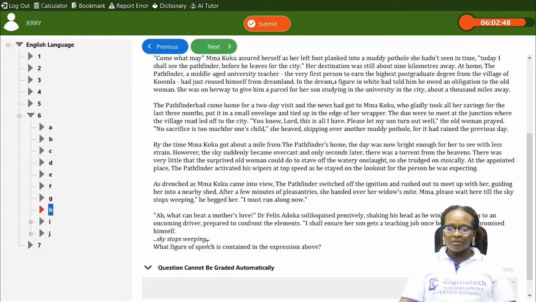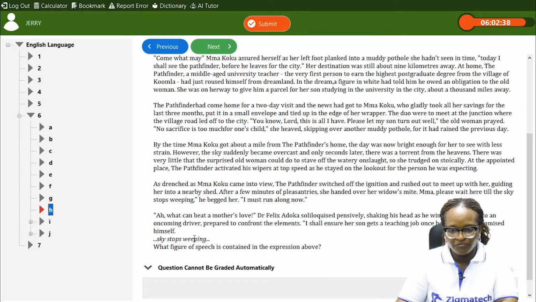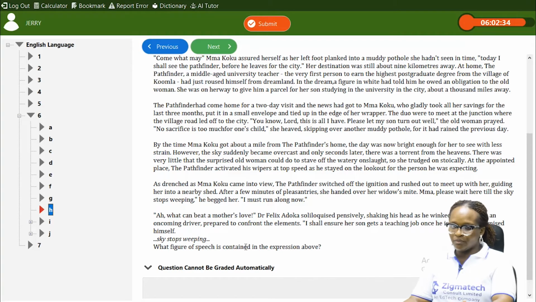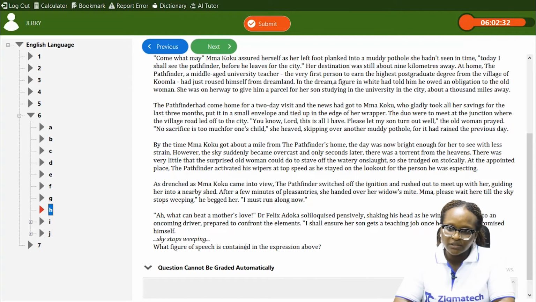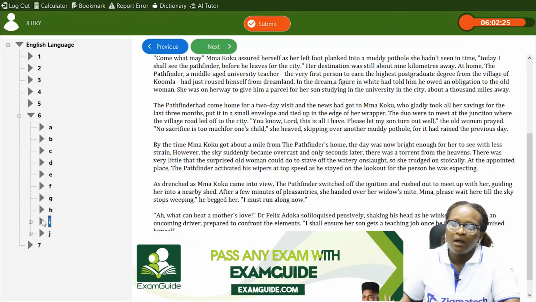Sky stops weeping. Sky is a thing. Sky doesn't weep. Weeping is an act carried out by human beings. And now we have said that the sky is weeping. So without being told, it's called personification. So it says, what figure of speech is contained in the expression above? This expression is personified. So the answer is personification. We are moving. All right.